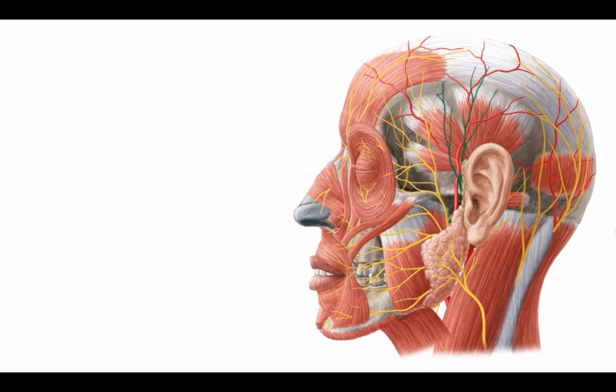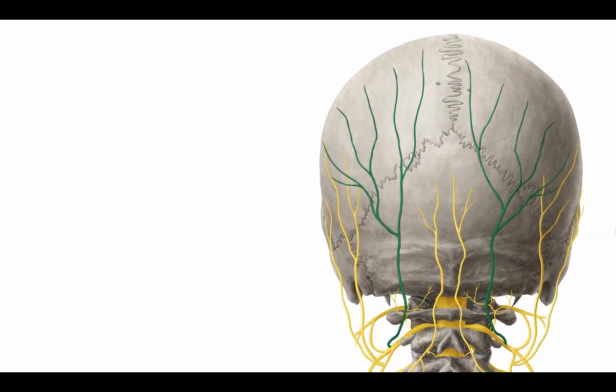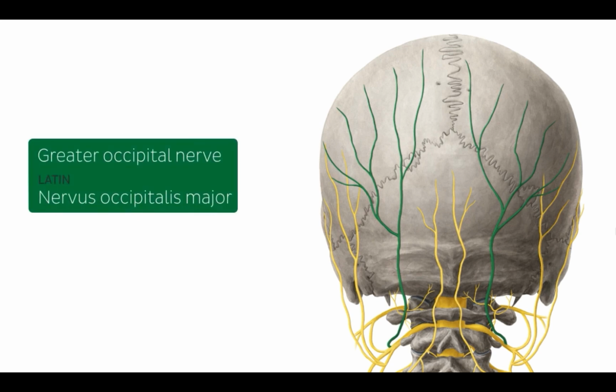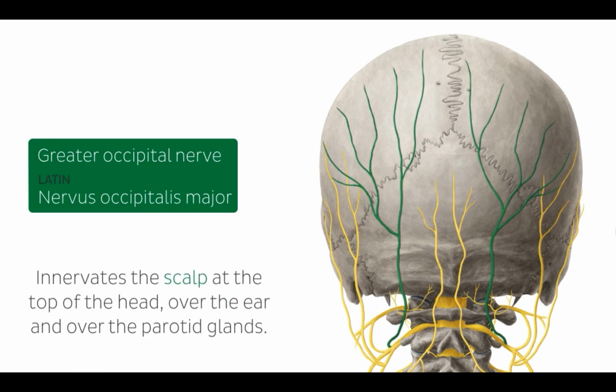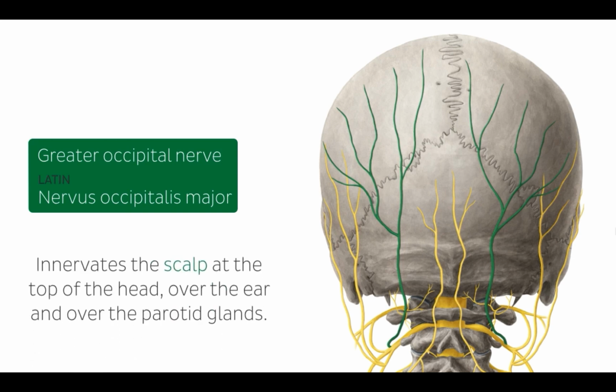We're going to go back to the back of your head. As you can see here, we just stripped all the muscles to be left with just the nerves and skull. And we're showing you here the greater occipital nerves, so two, as you can clearly see highlighted on this image. The greater occipital nerves are spinal nerves, and they will be innervating the scalp at the top of the head, over the ear, and over the parotid glands. On their course, they're going to be passing through several neck muscles such as the trapezius or the obliquus capitis inferior.